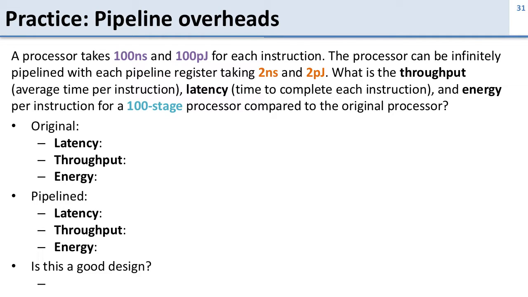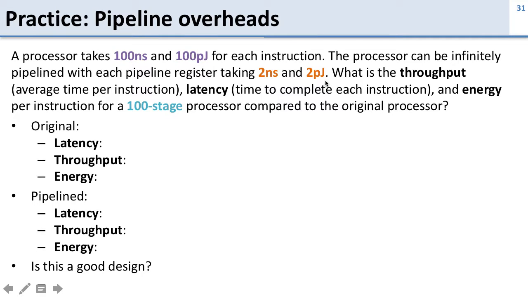So let's talk about the overhead for pipelining. Say we start out with a processor that takes 100 nanoseconds and 100 picojoules of energy for each instruction. So you've got time and energy. Now, say this is a great processor and it can be infinitely pipelined, but that each pipeline register is going to take an extra 2 nanoseconds and an extra 2 picojoules of energy.